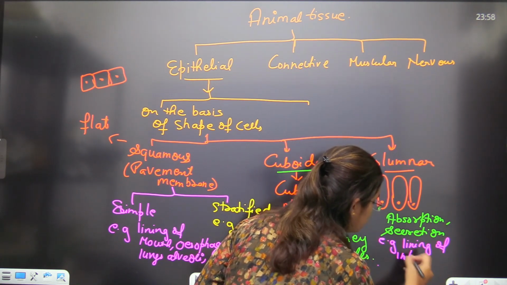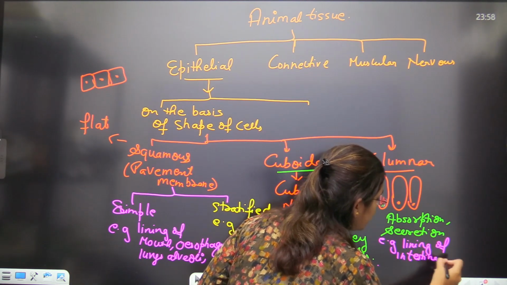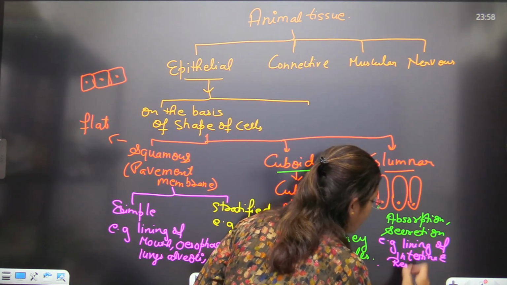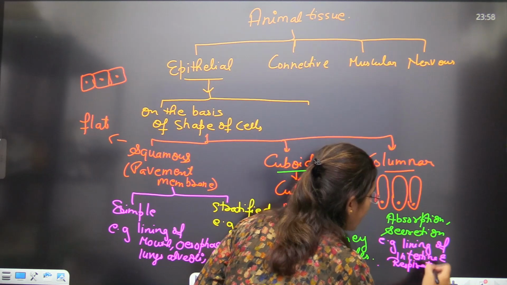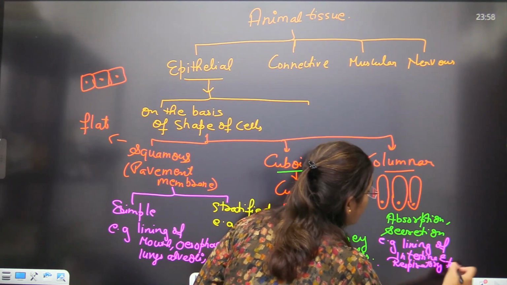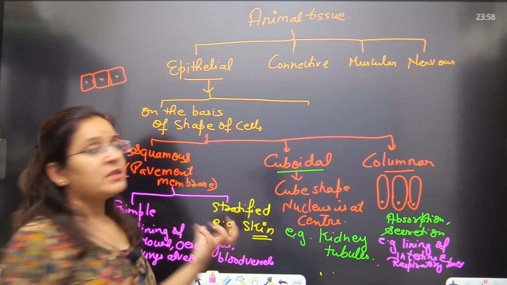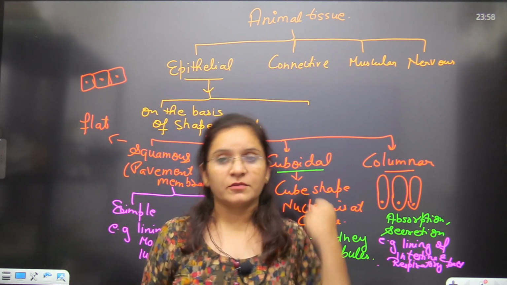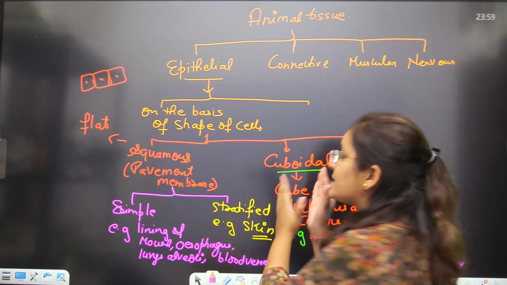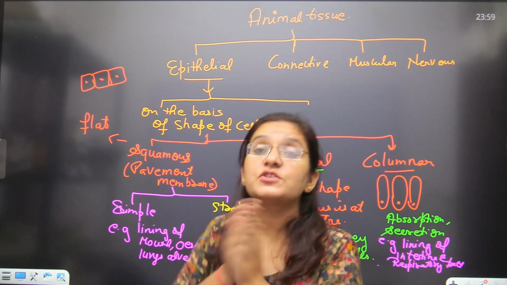intestine, respiratory tract also. Lining of intestine as well as respiratory tract, columnar epithelium is found. Now we classified this. How did we classify it? On the basis of shape of the cells.